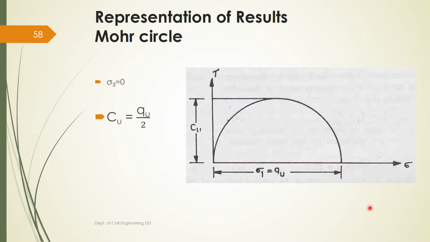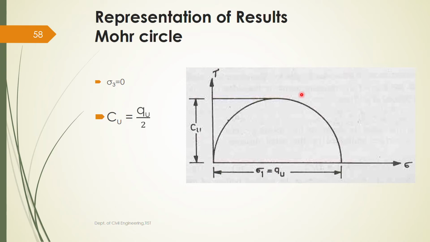Now, how to represent the result? The results can be represented using a Mohr circle, as we have seen that sigma 3 is equal to 0. So, you can start the circle from this point. And we'll be getting the sigma 1 value from the equation P by A, and you can draw the Mohr circle. As I told you, here the failure envelope will be horizontal like this. So this is your Cu value.